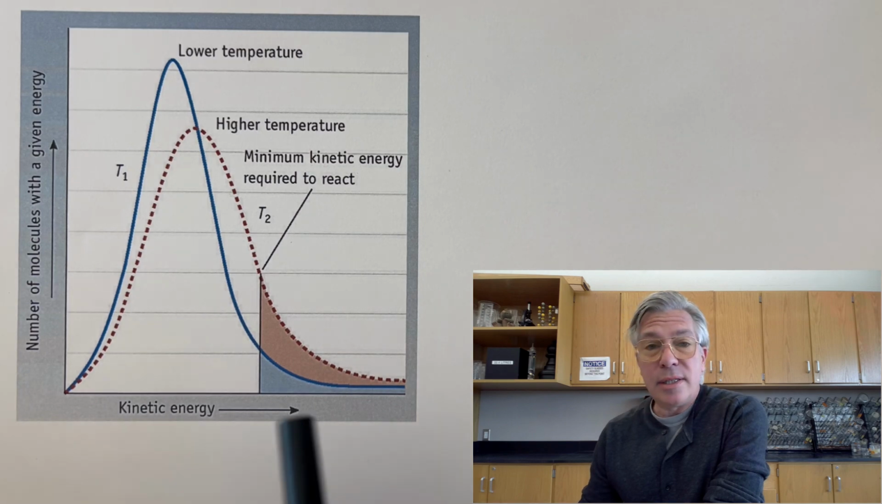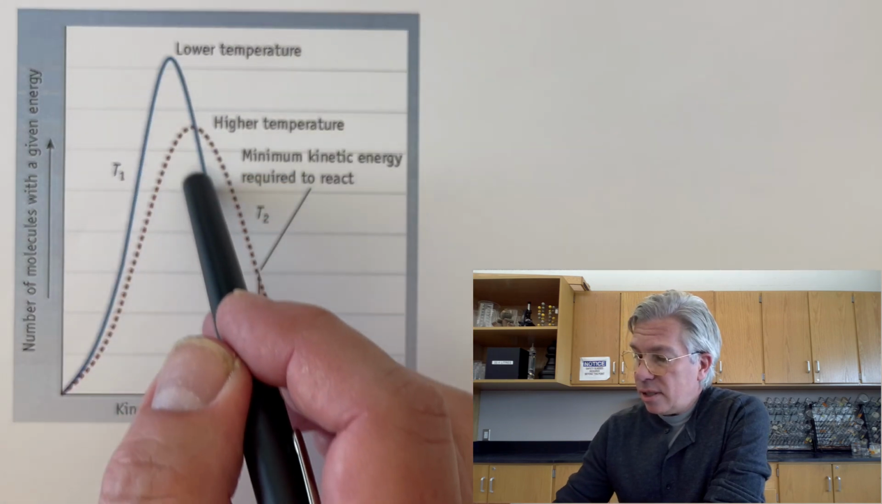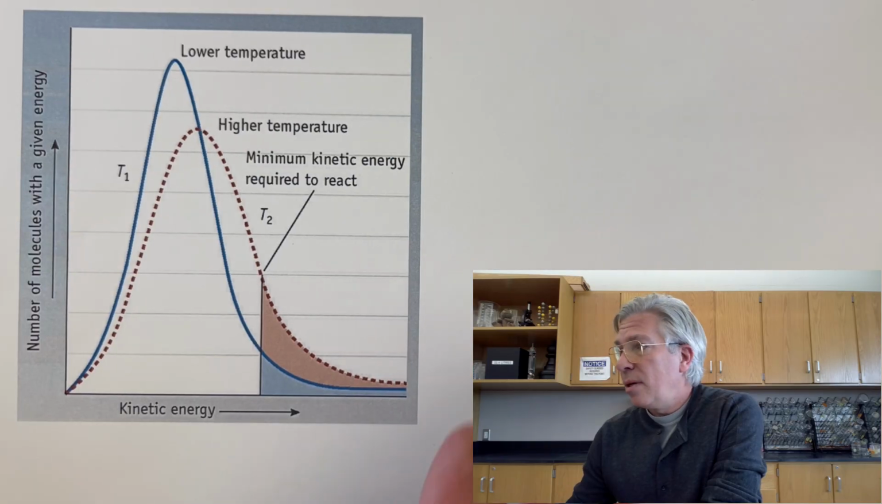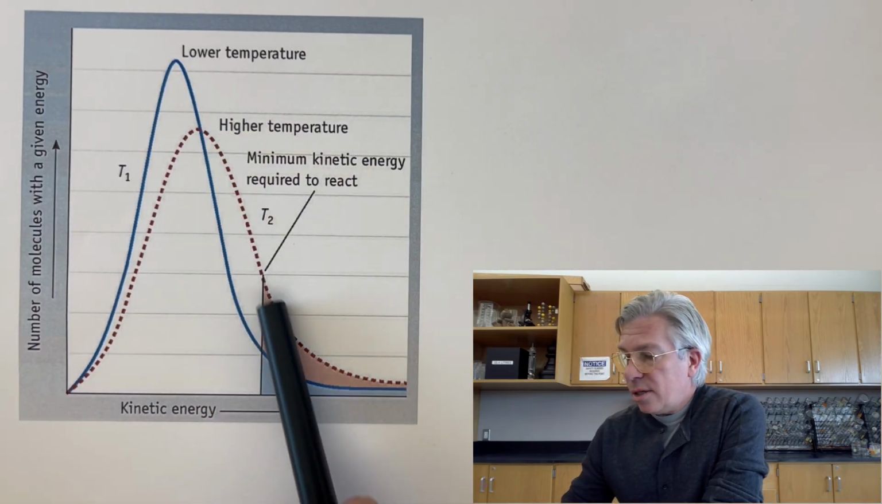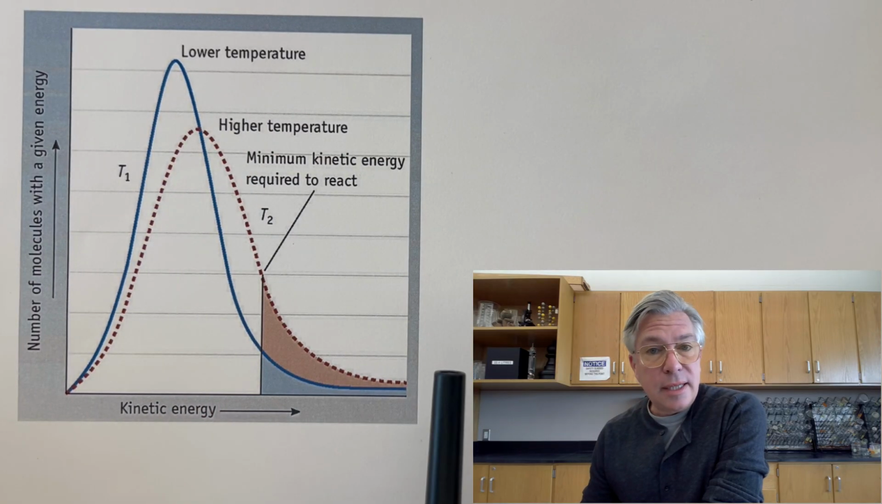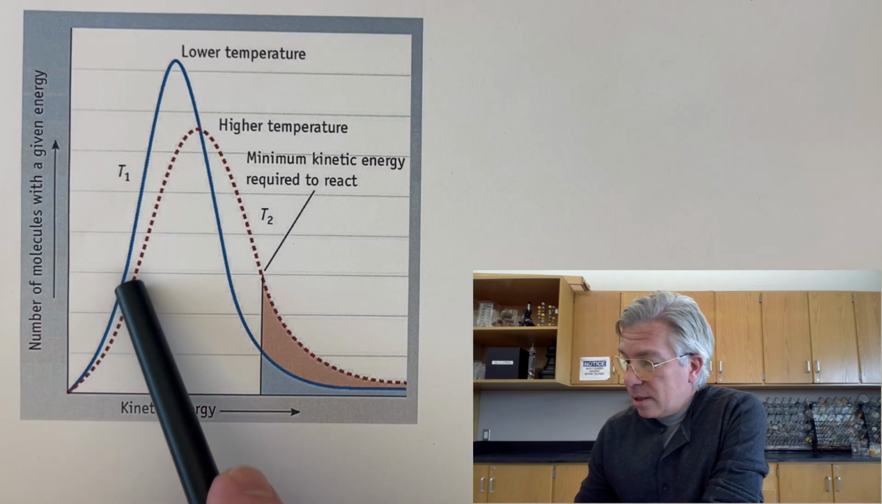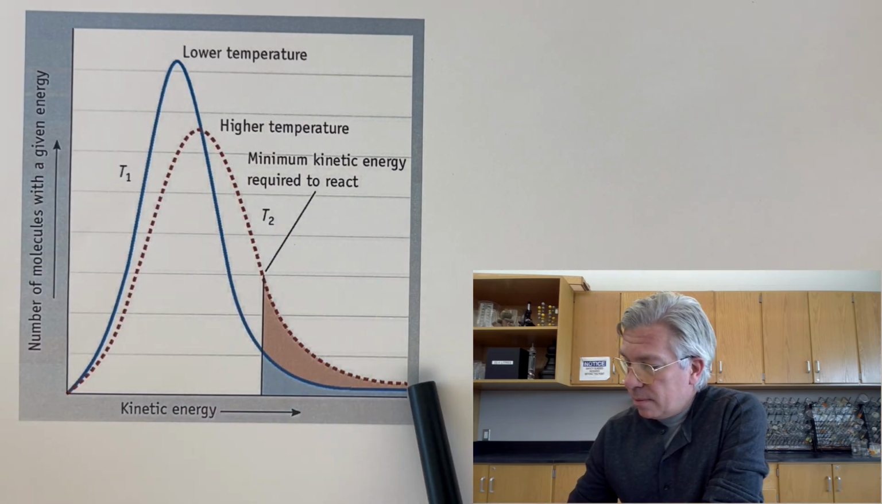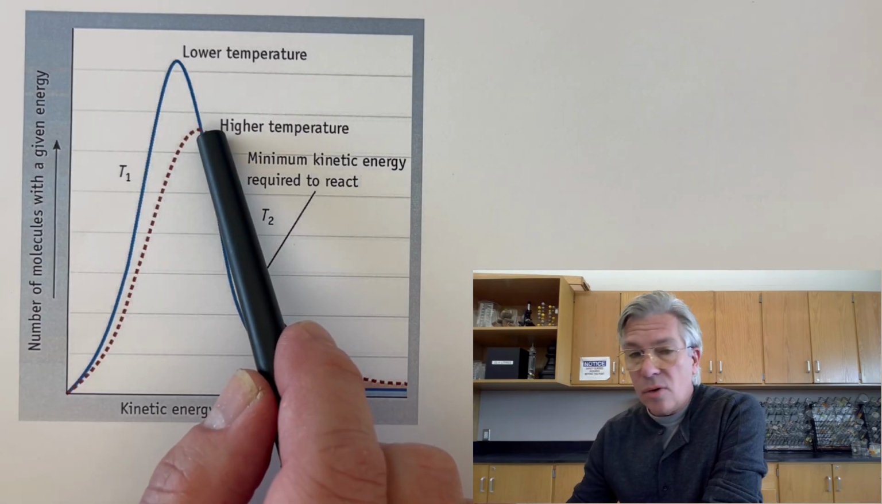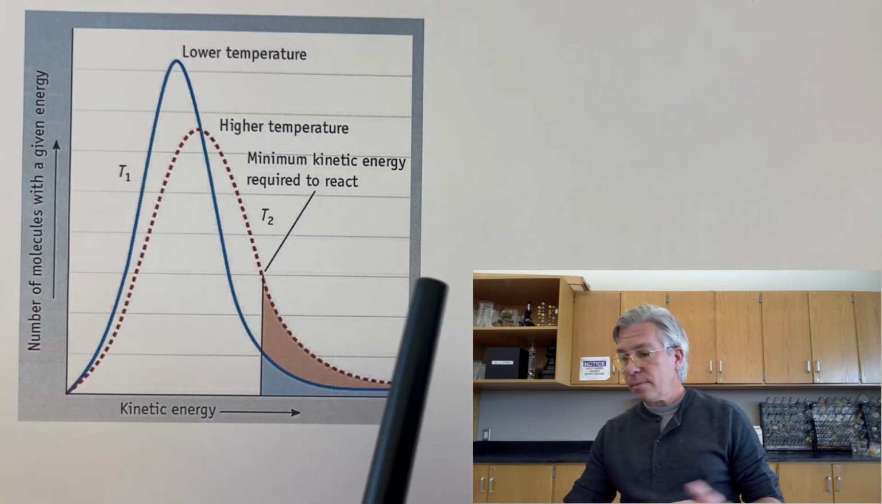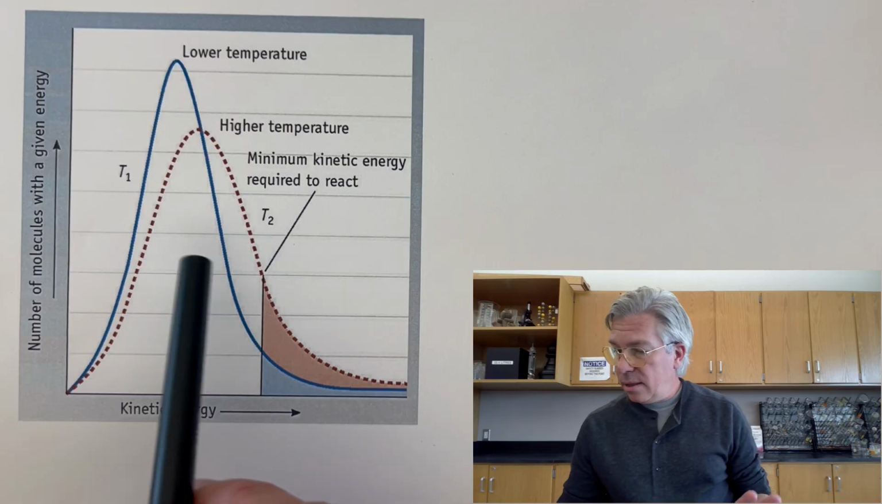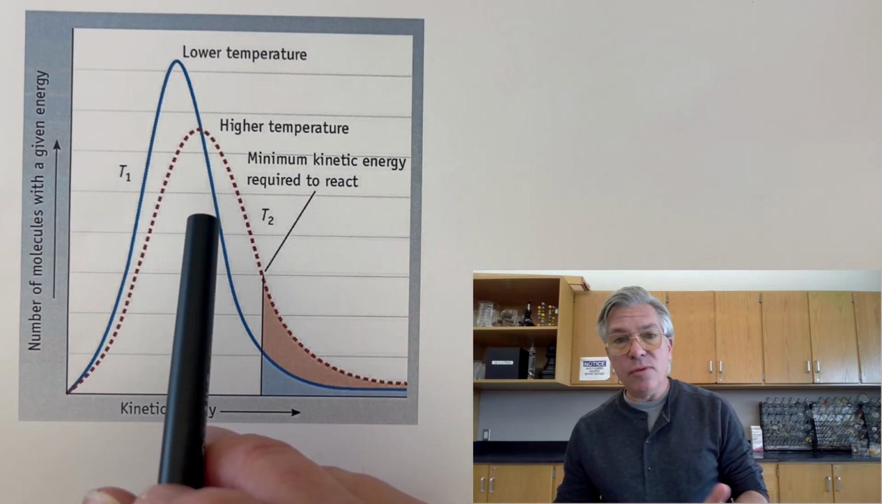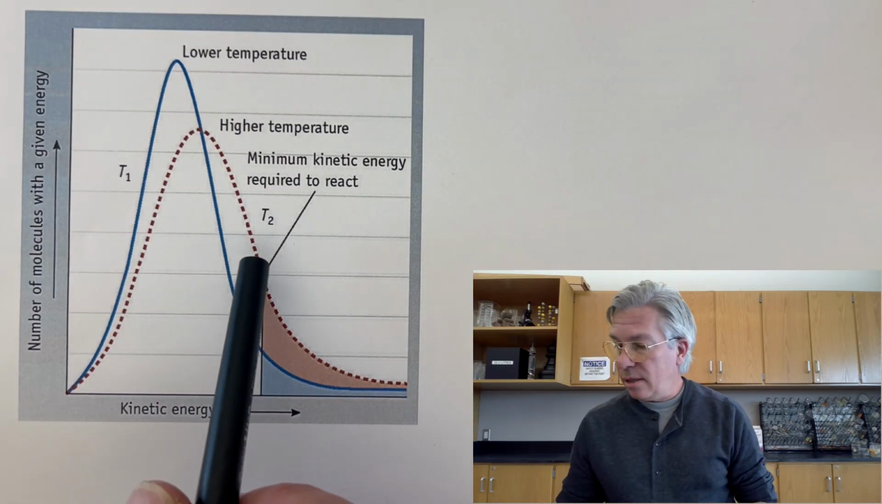But if I were to increase the temperature, this entire mountain gets shifted over a little bit. The area under the curve is going to stay the same because it's the same sample of molecules, but the mountain got shifted to have a wider base and a lower altitude for the peak. Okay. And because that peak moved to the right, it's showing me a higher temperature.